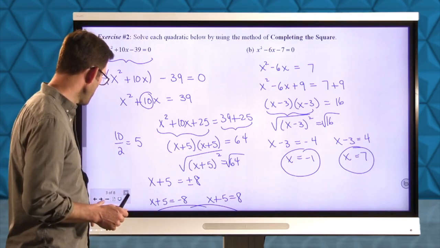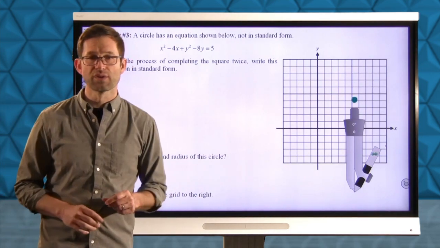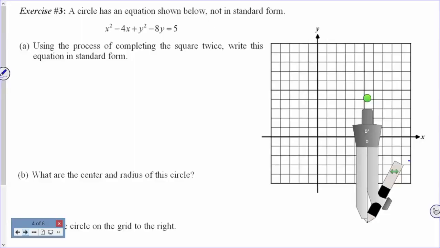All right, let's do it. So how does this connect to what we've been doing? Well, let's take a look at exercise number 3. A circle has an equation shown below not in standard form. x squared minus 4x plus y squared minus 8y is equal to 5. Use the process of completing the square twice. Write this equation in standard form.